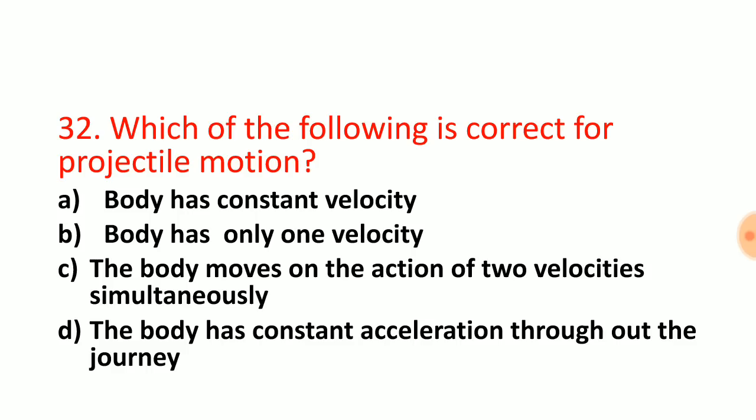Question number 32. Which of the following is correct for projectile motion? Body has a constant velocity. Body has only one velocity. The body moves under the action of two velocities simultaneously. The body has constant acceleration throughout the journey. Option choice D is the right answer. Body has constant acceleration throughout the journey. All other terms here are false.